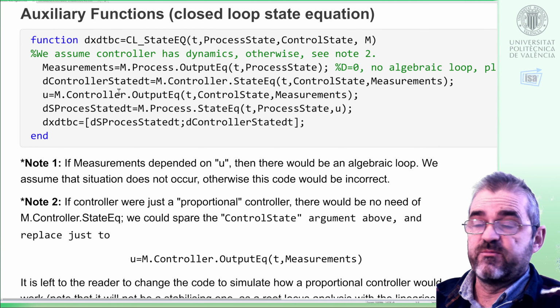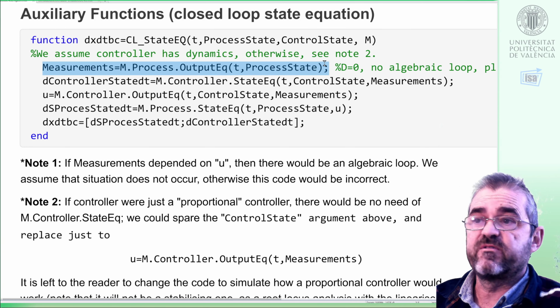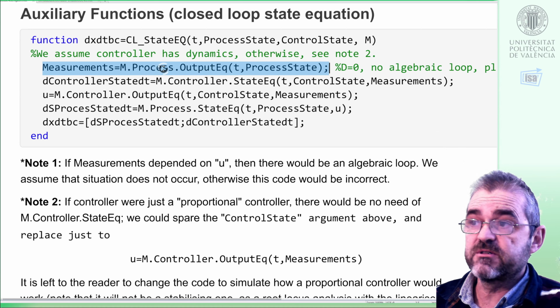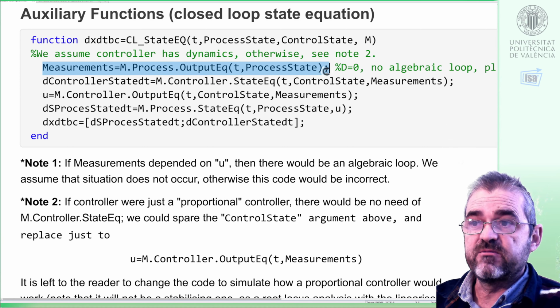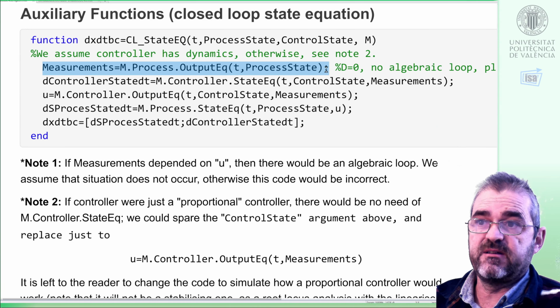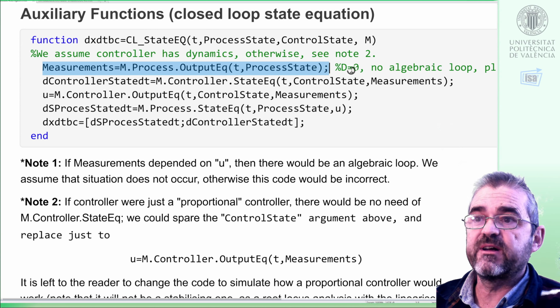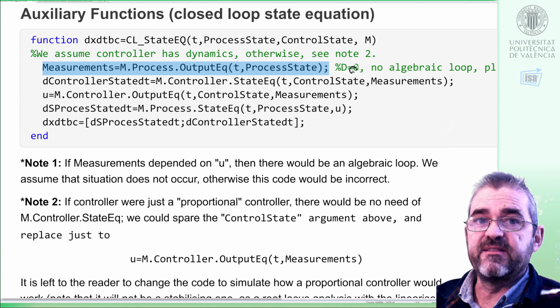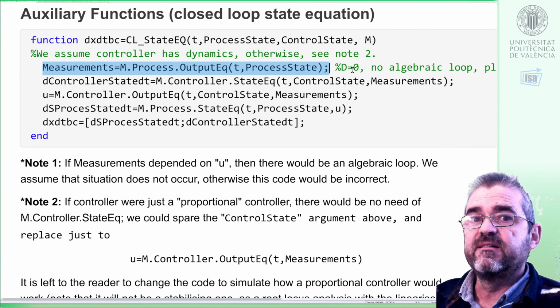So, to simulate a control loop, we first simulate the measurements, which is the output equation corresponding to the controlled process, and we will assume that those measurements do not depend on input. Say the process matrix D, if this were a linear one, is 0, no direct input to output feed through, because otherwise this code will be incorrect. More on that in a few seconds.